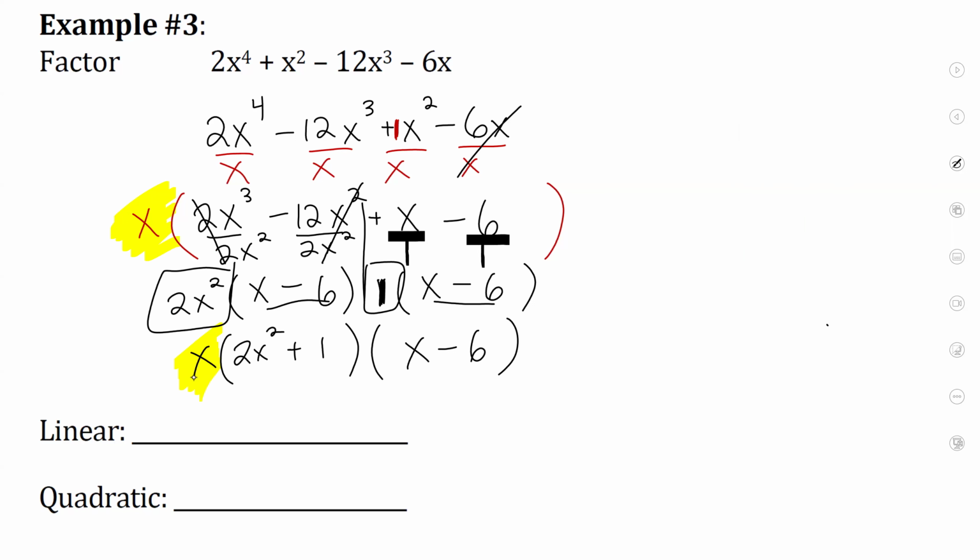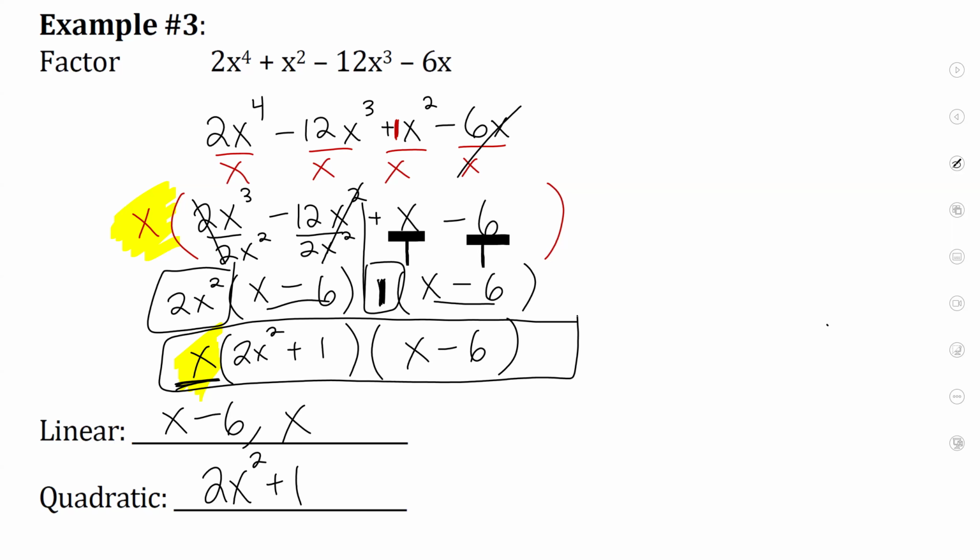Okay, which one's quadratic? Good. 2x squared is the quadratic, +1. And what's linear? There's another x up there. This one is also linear. So now you have 2 linears. Because this is your whole answer. This is your factored answer. You have x as one factor and x minus 6 as your other linear factor. And then this one is your quadratic factor.